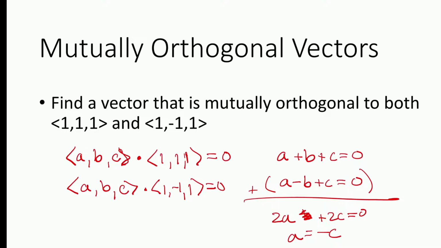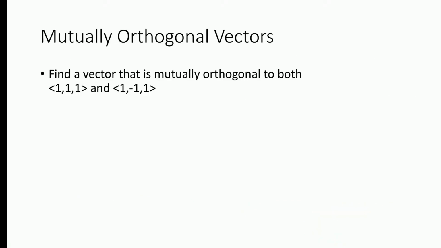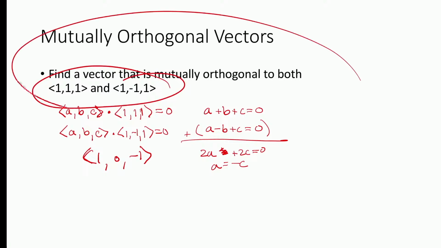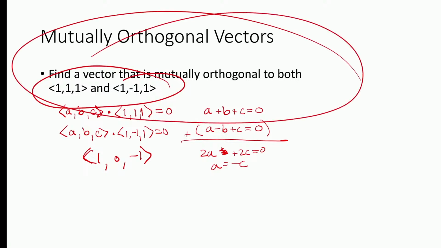So there's a whole family of them, but one vector that works for this would be this vector. A is negative c, so 1, 0, negative 1. That is a vector that is perpendicular to both of these. Now, we're not going to do it this way, but like I said, this is what I would usually do with students who don't know about cross product. So let's talk cross product.